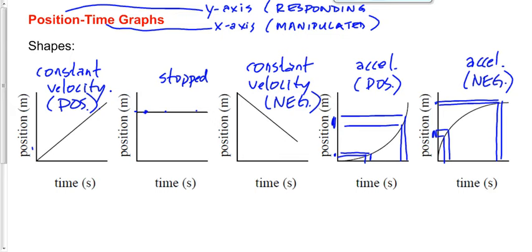All right. Let me give you another one here. Okay, that maybe could appear on a test. Here's position versus time.